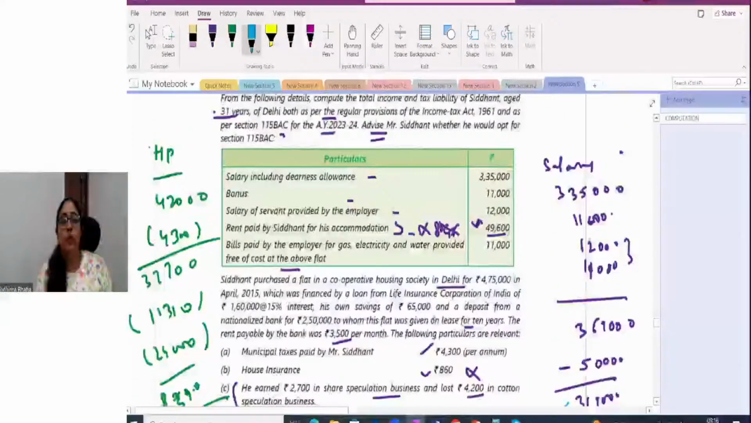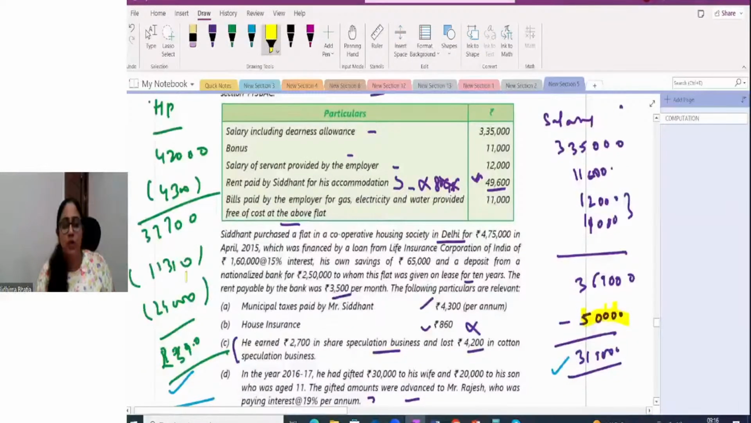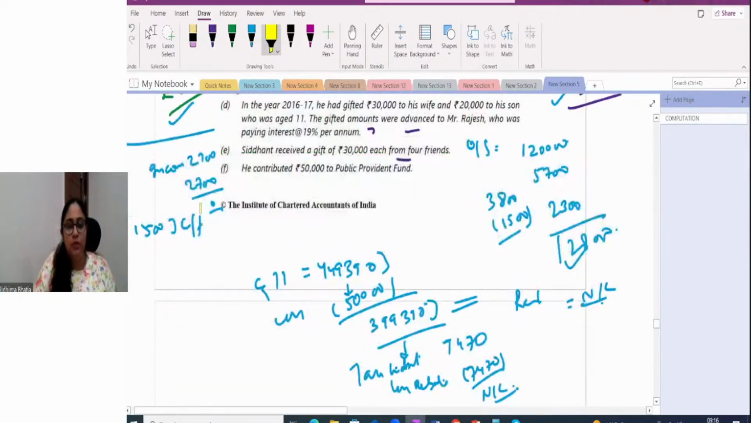Now what would not be allowed when you're doing 115 BAC? The 50,000 standard deduction. In house property, is there any difference? No, everything is allowed. Had this been a self-occupied property, then 24,000 would not have been allowed. Okay, so house property is untouched.